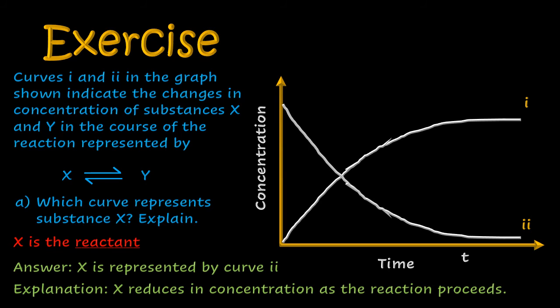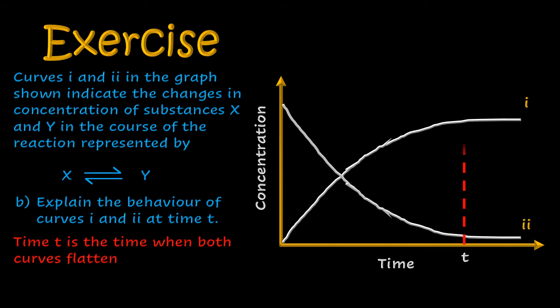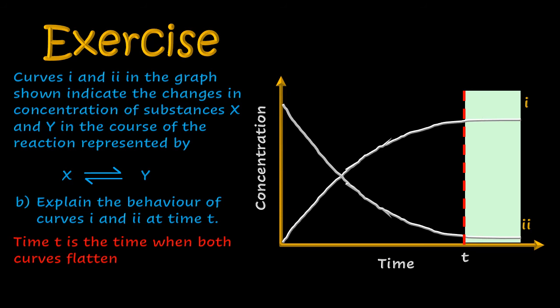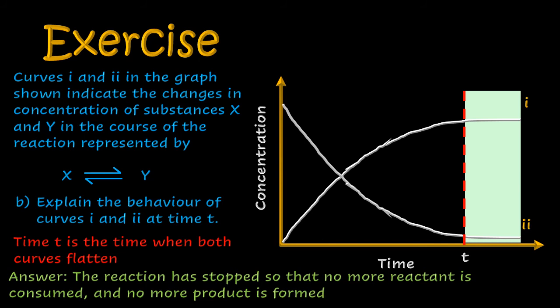Let us look at the second question. Explain the behavior of curves 1 and 2 at time t. Time t is a time when both curves flatten. Therefore, we can say that the curve flattened because the reaction has stopped, so that no more reactant is consumed and no more product is formed.